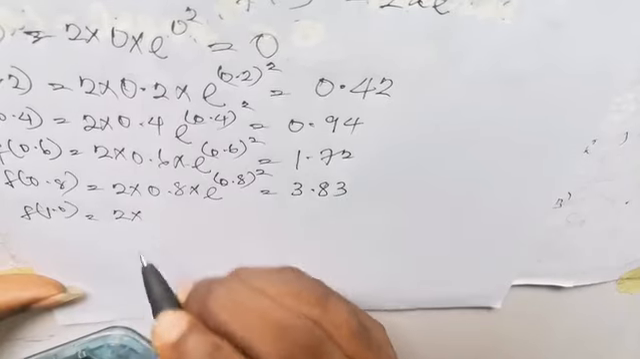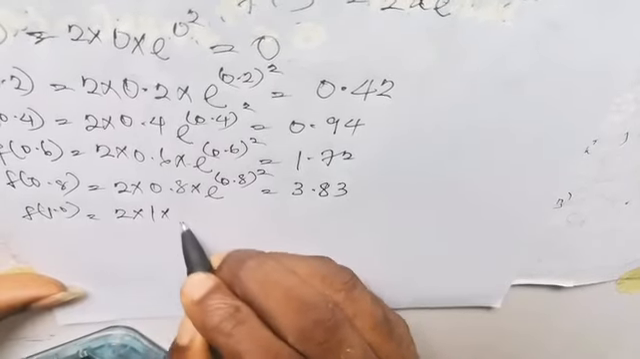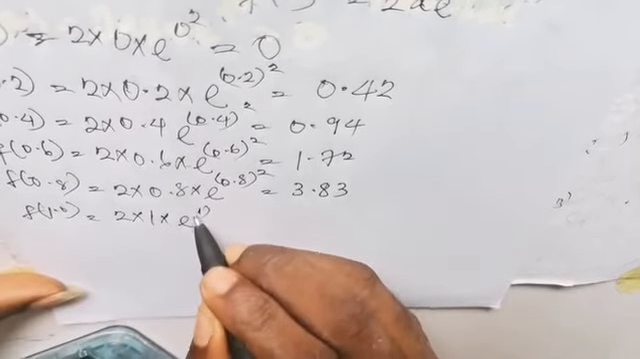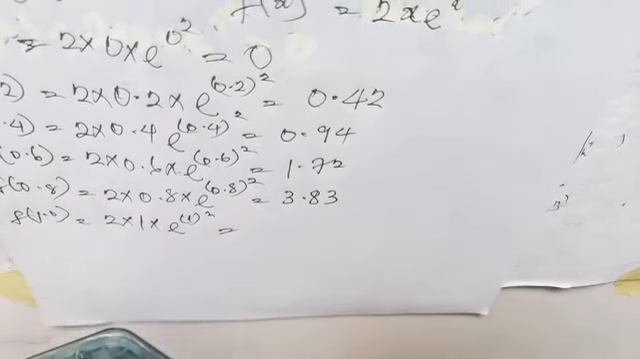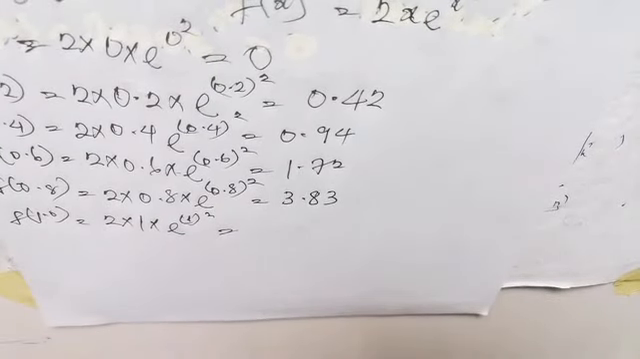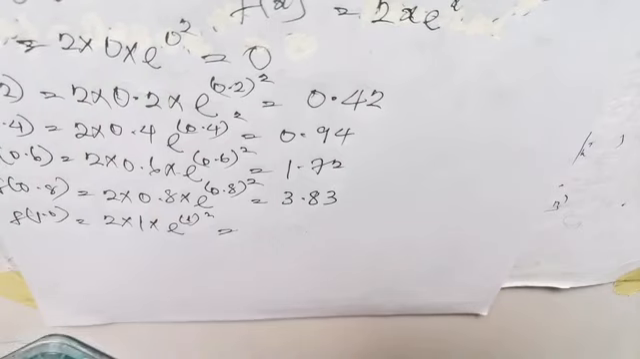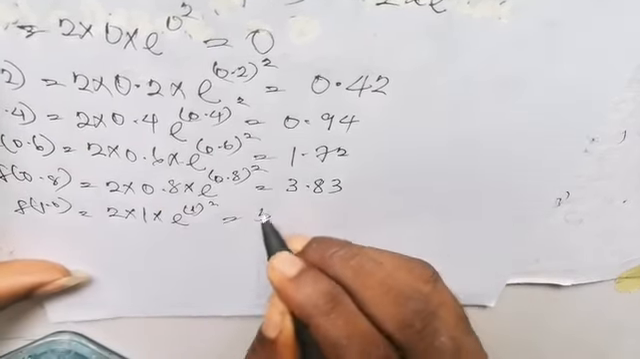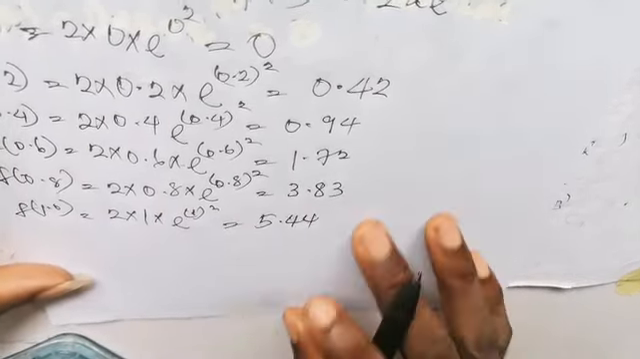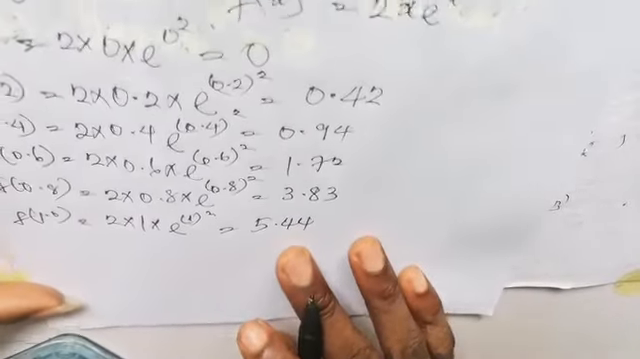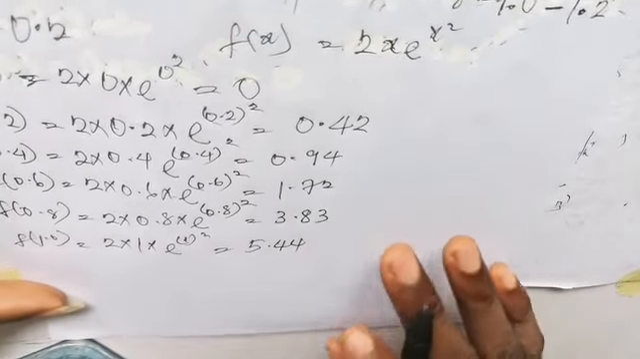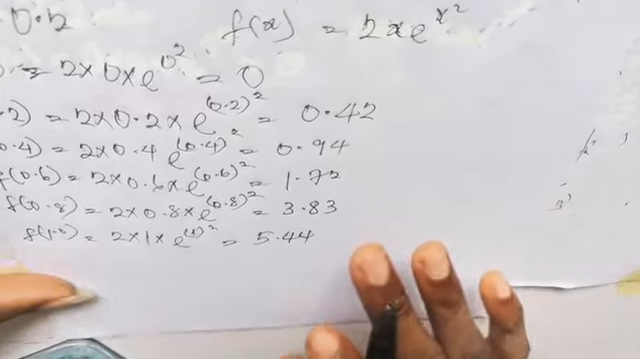It becomes 2, x is now 1, times exponential of 1 all squared. I will also point all of this: exponential 1, multiply by 2. This gives me approximately 5.44. After 1 we are now on the final interval, which is 1.2.